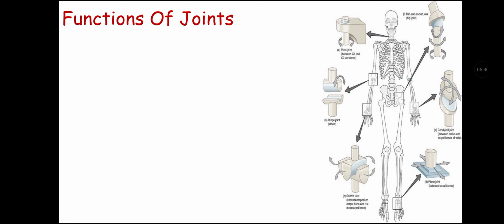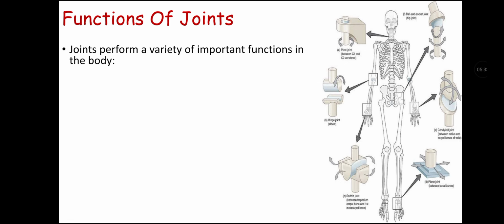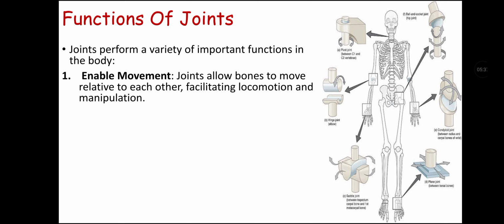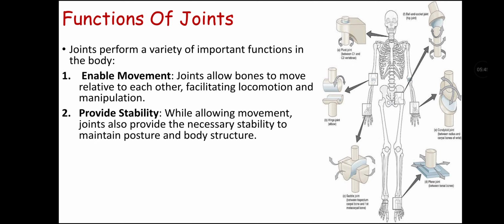Now let's talk about functions of joints. Joints perform a variety of important functions in the body. They enable movement, as joints allow bones to move relative to each other, facilitating locomotion and manipulation. Second function is it provides stability while allowing movement. Joints also provide necessary stability to maintain posture and body structure.